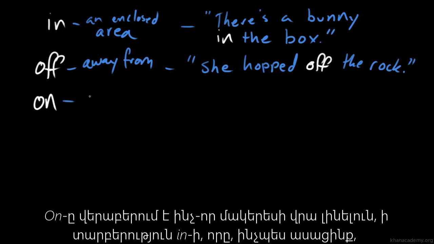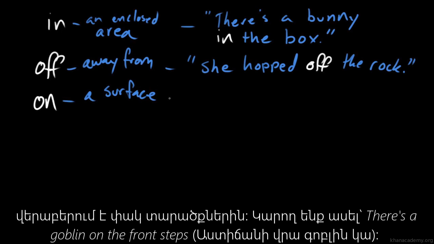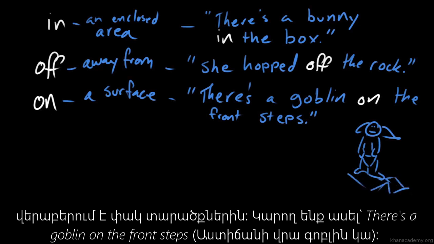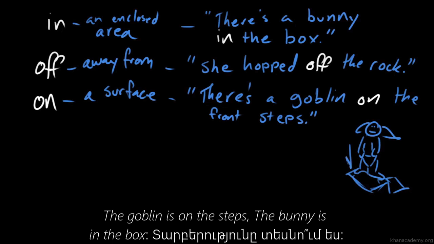On usually denotes being on a surface, as opposed to in, which is in an enclosed area, right? So we could say, there's a goblin on the front steps. Right, the goblin is on the steps. The bunny is in the box. Do you see the difference?